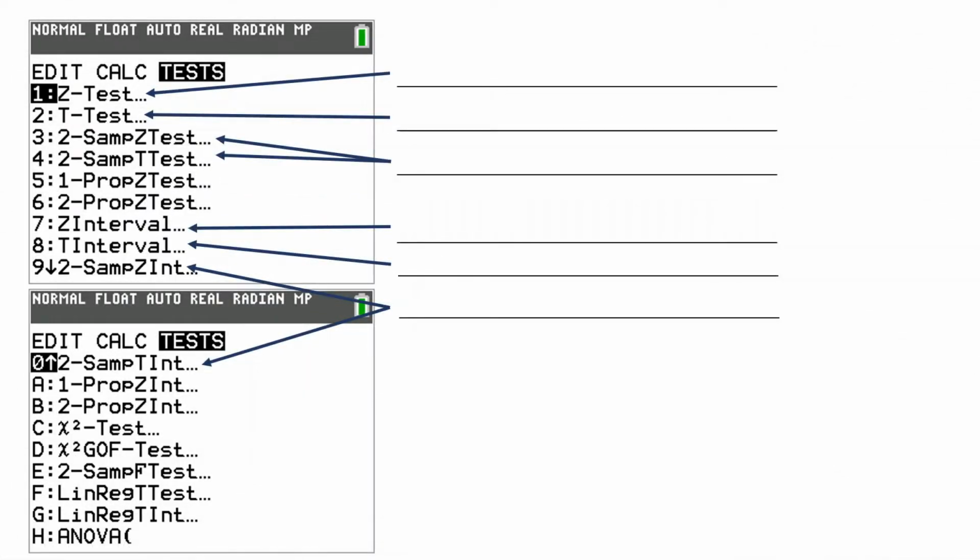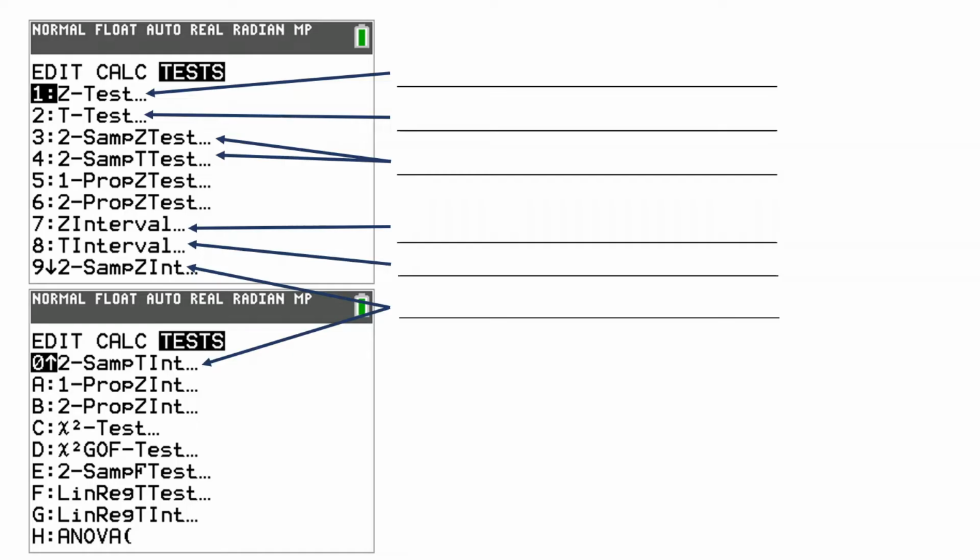The two things we are going to cover in this video today are our calculator commands as well as how to choose our inference method. So first up is going to be our calculator commands, as you can see here. So let's go over all of the inference procedures that we have covered in this unit.